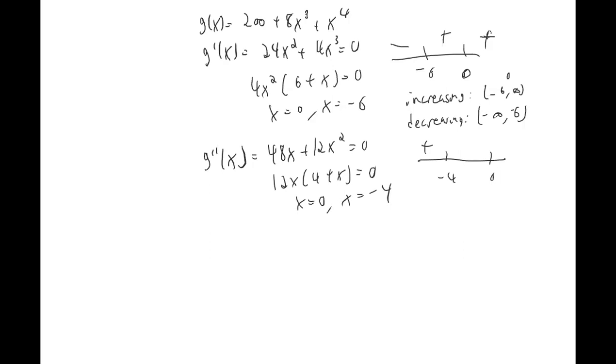Oh, sorry. Yeah, -6. Thanks. Yeah, sorry, missed the negative sign. And then -4 to 0, it should be negative, right? Because when you plug in -1, 4 plus x is positive, but 12 times x is negative. So positive times negative is negative. And after 0 is positive, right? So it's concave up from -infinity to -4, and then 0 to infinity, and concave down from -4 to 0. There should be a union there, but I didn't have room.